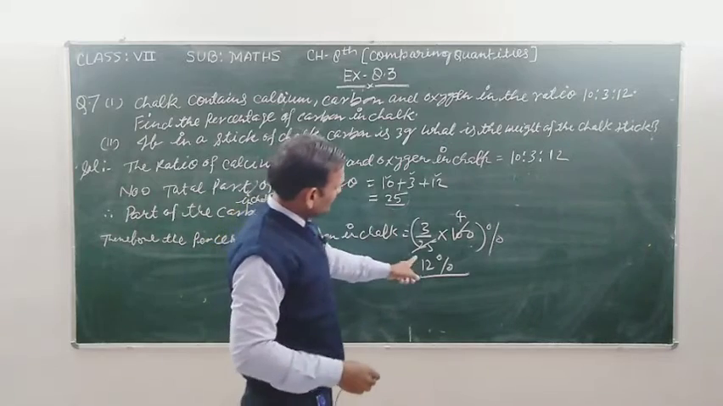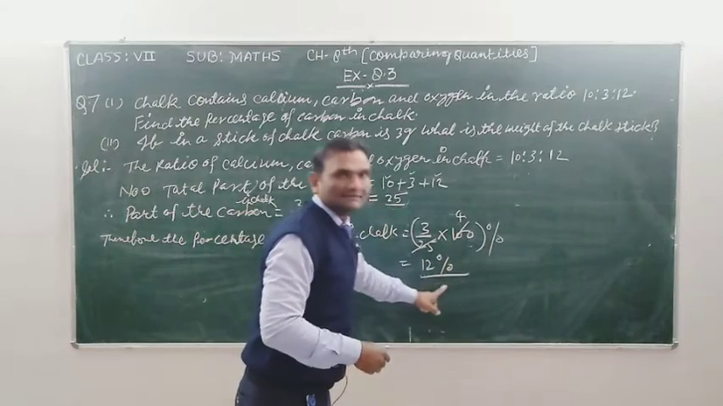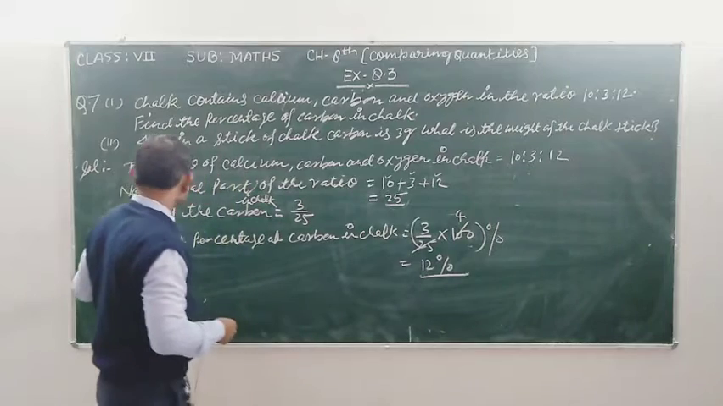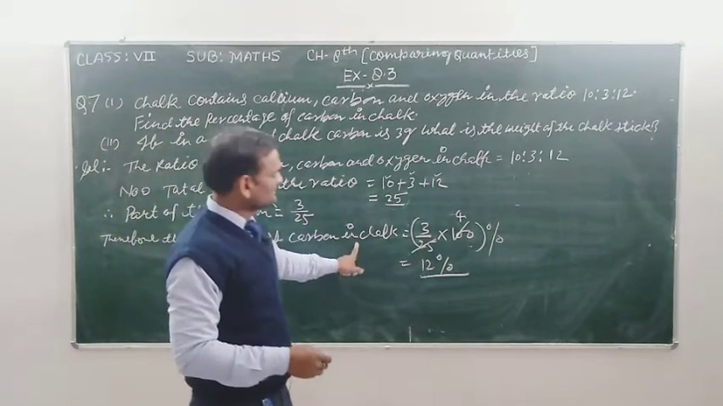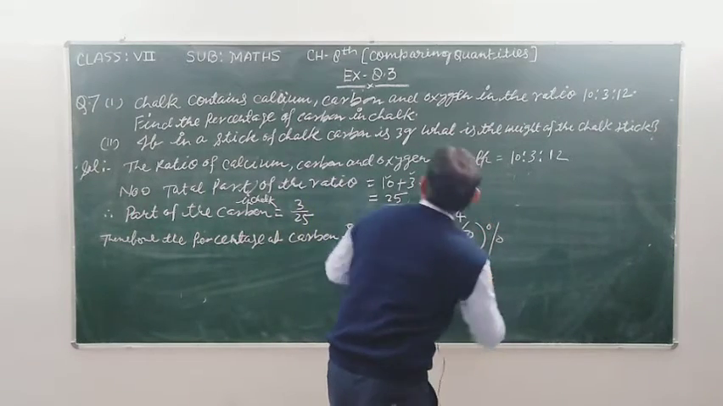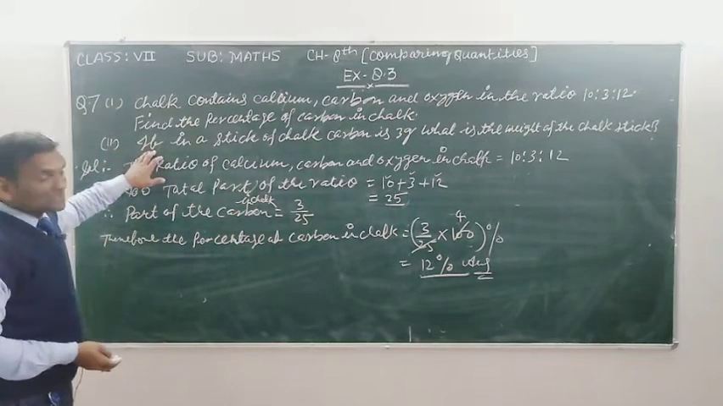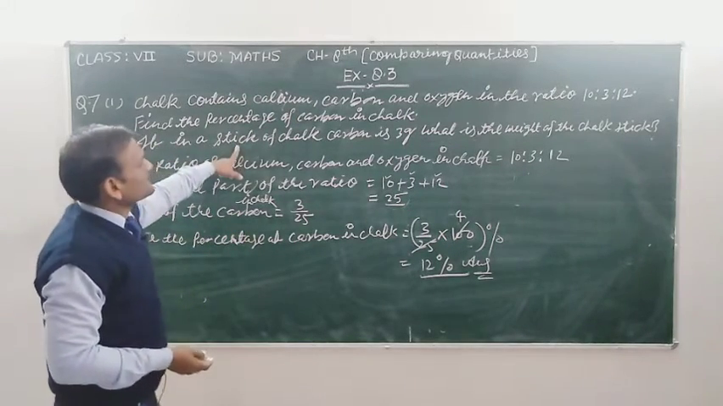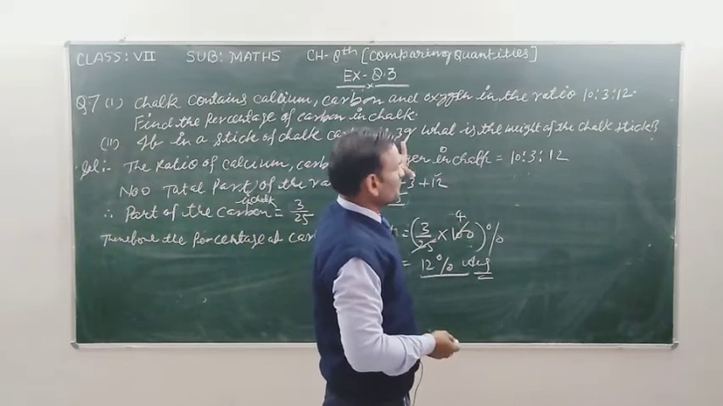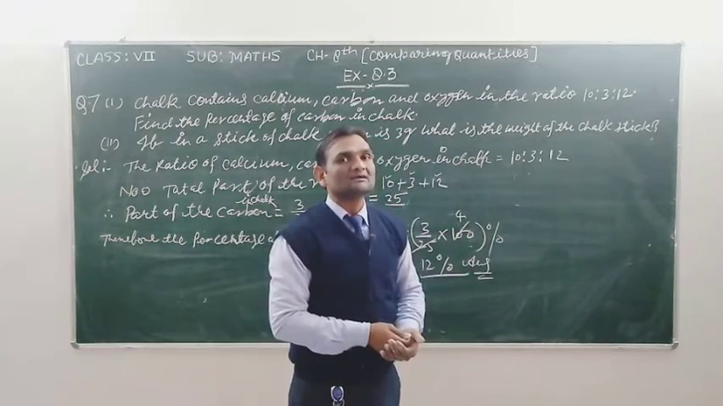So student, you can say that in chalk stick, the percentage of the carbon is 12%. This is my answer. Therefore, the percentage of carbon in chalk is equal to 12%. This is my answer of this part of the question. So in second part, student, what is the question saying? If in a stick of chalk, carbon is 3 gram, what is the weight of the chalk stick?